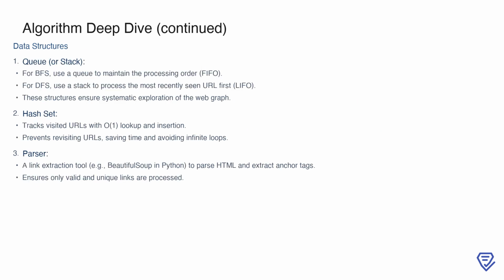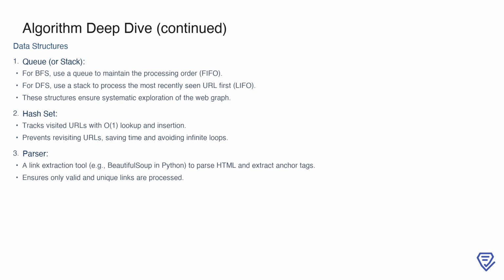The data structures we use are fundamental to the performance and correctness of the web crawler. A queue or stack is used to manage the URLs to be processed. For BFS, a queue ensures URLs are processed in the order they are discovered, while for DFS, a stack allows us to process the most recently seen URL first. Both approaches guarantee systematic exploration of the web graph.